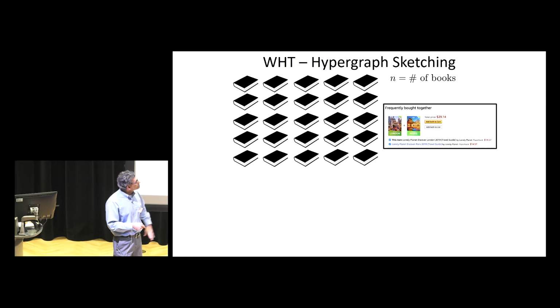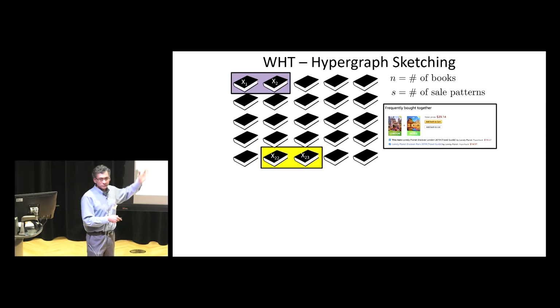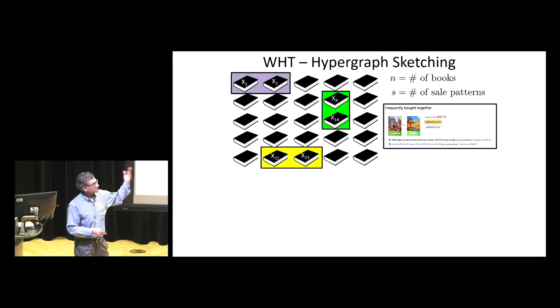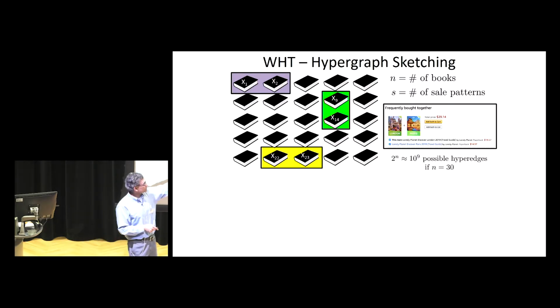So you have your books, and S is the number of sale patterns, and X1 and X2 have an edge if they are bought together. Okay, that means that people who bought X1 also bought X2. Likewise, X22 and X23. And X9 and X14. So, but in general, this is going to be a pretty sparse graph compared to all possible combinations you could have, right? And you want to learn those patterns. And in general, you have 2 to the n, or if n is 30, it's, as I said, a billion.